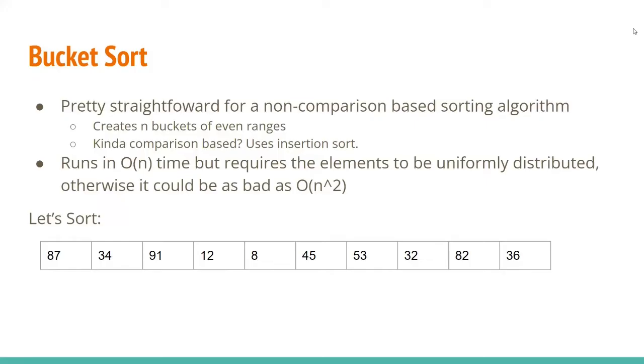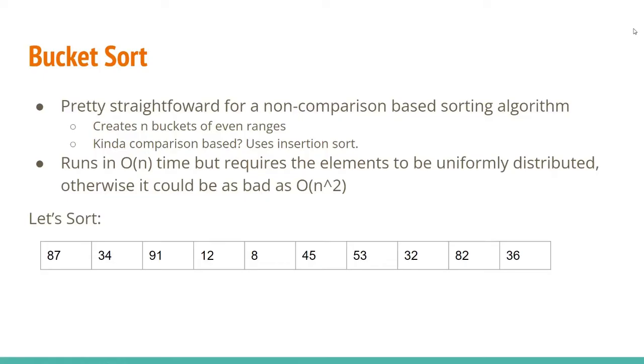Essentially what it does is it creates n buckets of even ranges, and then it's somewhat of a comparison based algorithm, I would say, because it uses insertion sort to actually sort the buckets that we have. So it generally runs in O of n time, but the caveat is that the elements in your original array have to be uniformly distributed. Otherwise, it could be as bad as O of n squared.